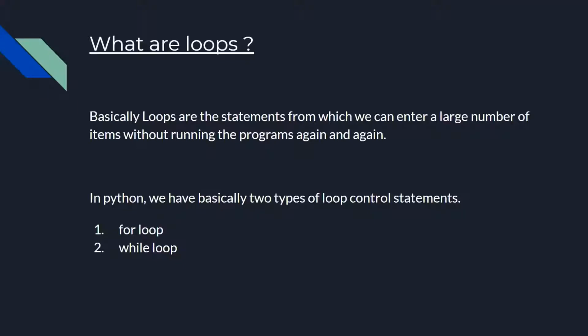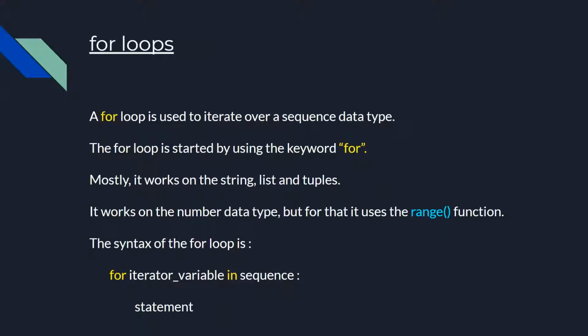So guys, there are two types of loops in Python programming, which are the for loop and while loop. Let's discuss first what for loops are, and in later videos we will discuss while loops. So what are for loops? A for loop is used to iterate over a sequence data type. As you guys know, the sequence data types are lists and tuples, and these are also iterated on dictionary data types.